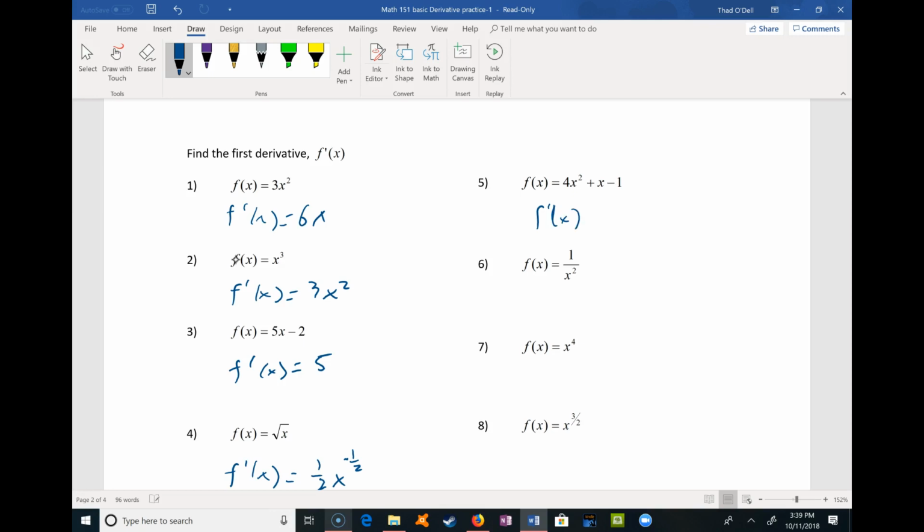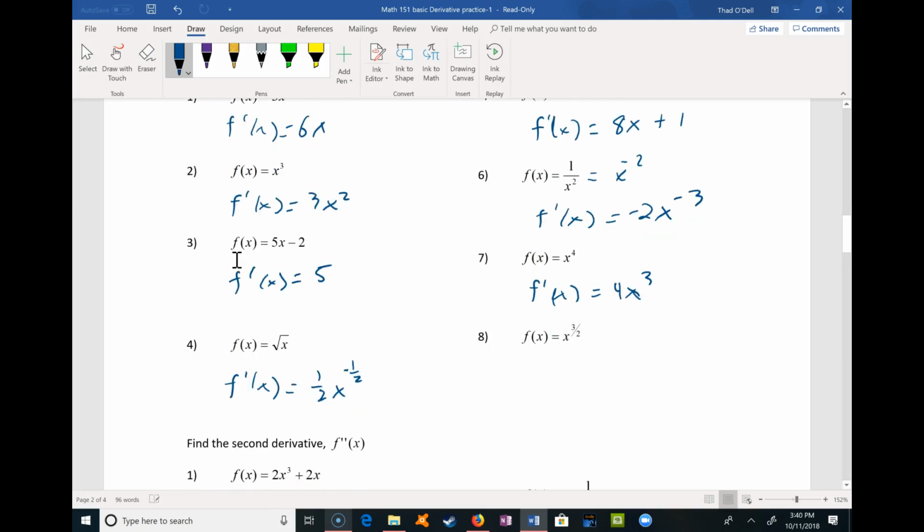f prime of x here would be 8x plus 1. f prime of x, well, that's equal to x to the negative 2, right? So that would be negative 2x to the negative 3. And this is just 4x to the third. And finally, f prime of x, that's going to be 3/2 x to the 1/2.